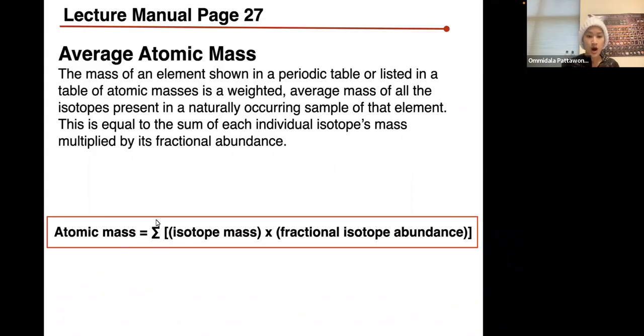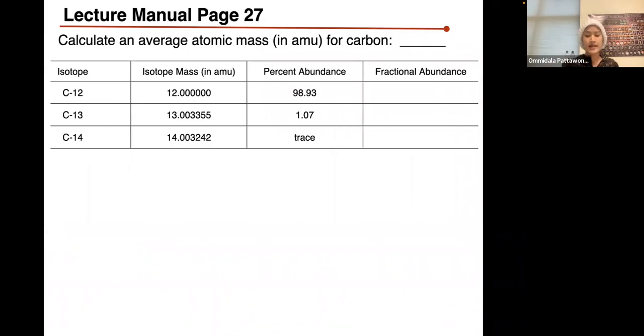mass. This sigma right here represents summation. So what you are going to do is add all the available isotope masses, each multiplied by its fractional isotope abundance. After you add them all together, that is going to be the weighted average of the atomic mass. All right, so let's take a look at an example.